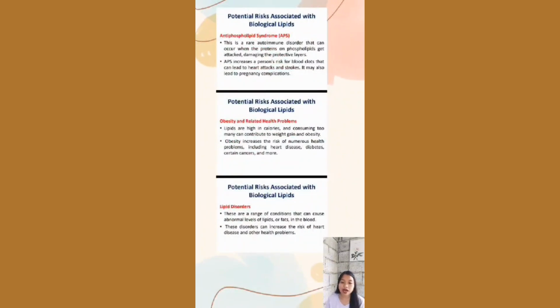Next, we have antiphospholipid syndrome or APS. This is a rare autoimmune disorder that can occur when the proteins on phospholipids get attacked, damaging the protective layers. APS increases a person's risk for blood clots that can lead to heart attacks, strokes, and it may also lead to complicated pregnancy.